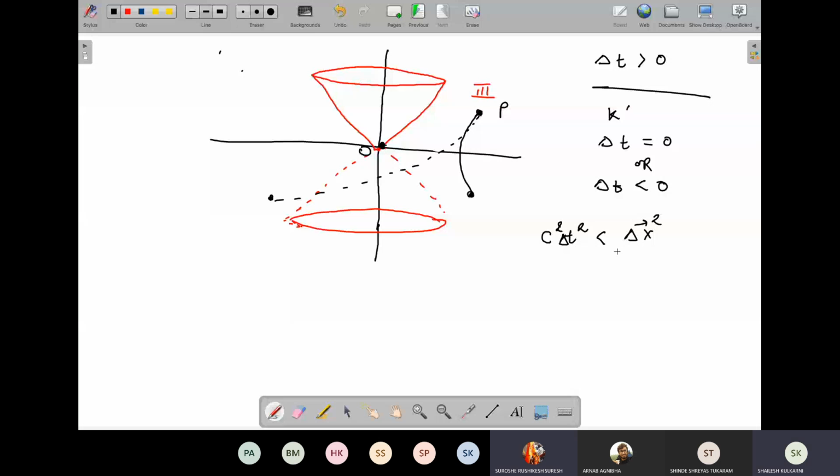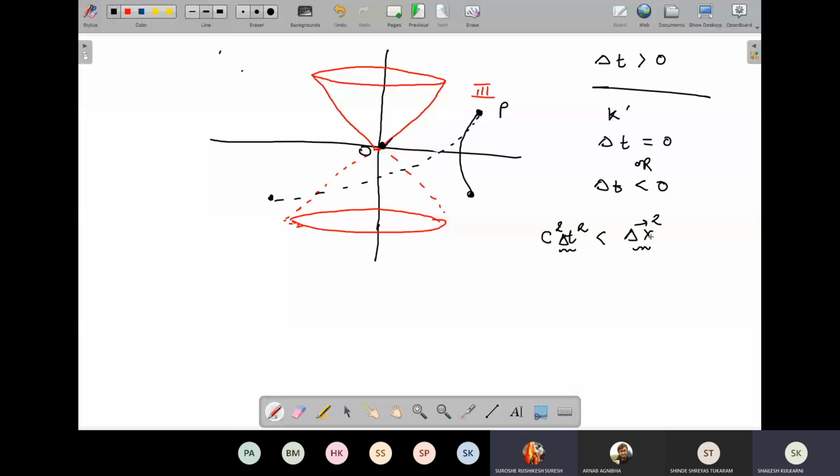No, no. But see, c is constant. You are talking about events, and what you are changing is the events. It is a change in the events. Clear?